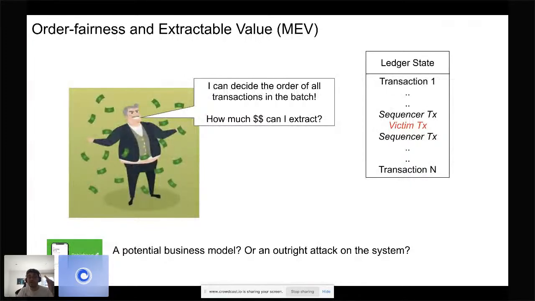So remember, the sequencer, their only job is to order transactions and post them to Ethereum for them to be executed, in these little checkpoints. The sequencer could take the user's transaction, sandwich them, backrun them, front run them, censor them, and they can extract value from their users' transactions. So the question is, is this a potential business model? Is it the Robin Hood of layer 2 systems? Or is it an outright attack on the system?